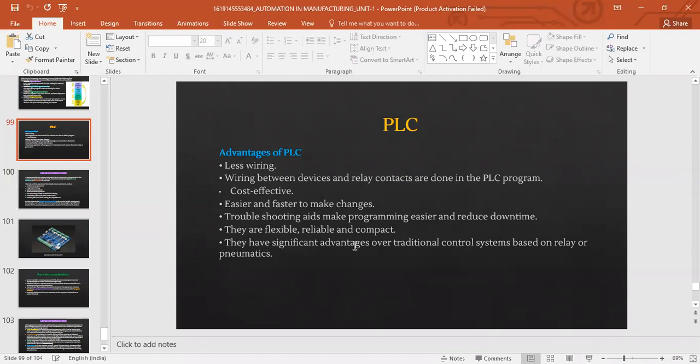That also makes it easier and faster to make changes, right? Changes in the sense, if you want to change that ladder logic program, for example, right? That is a standard way that we are programming it. I told you about the ladder logic program, isn't it?